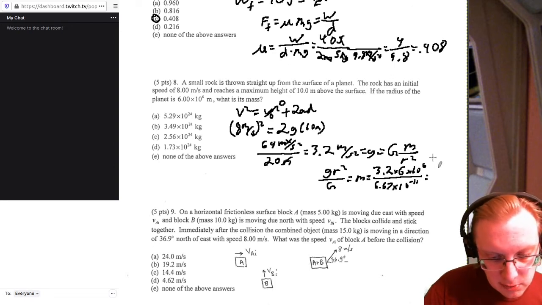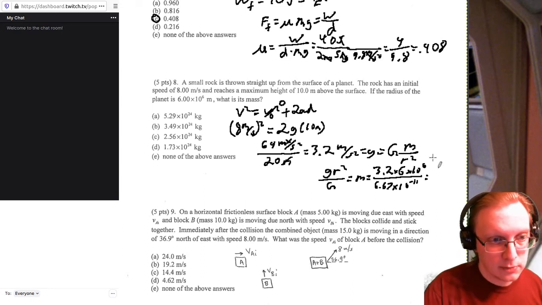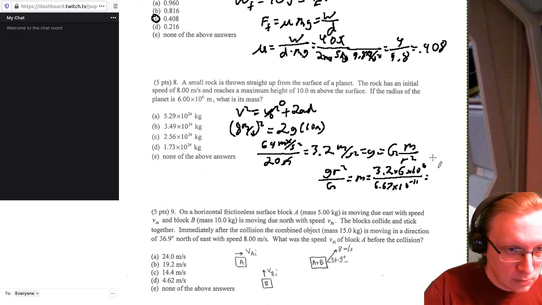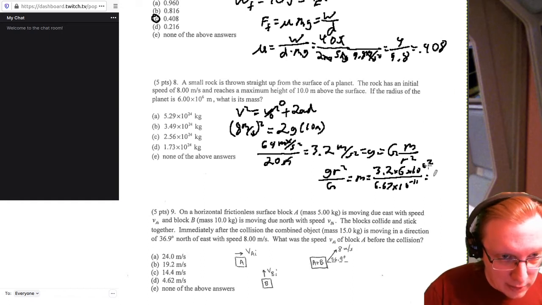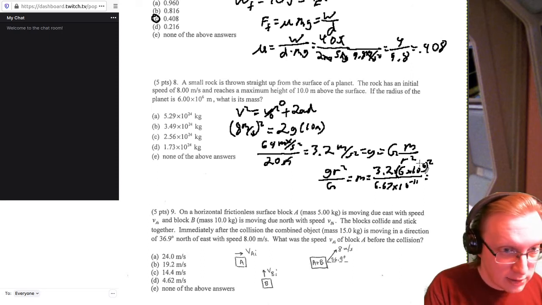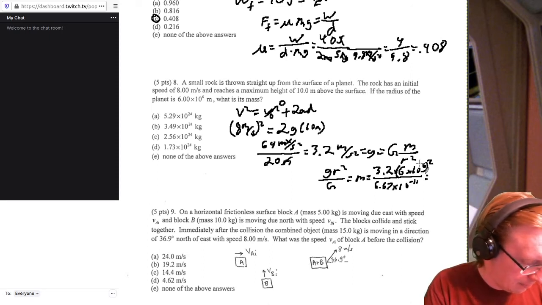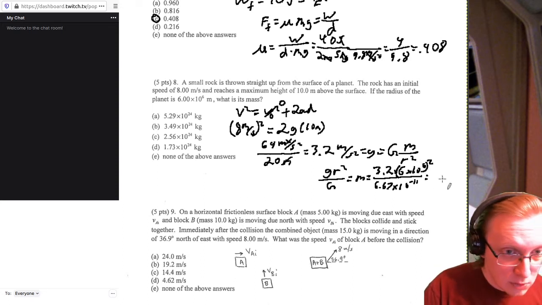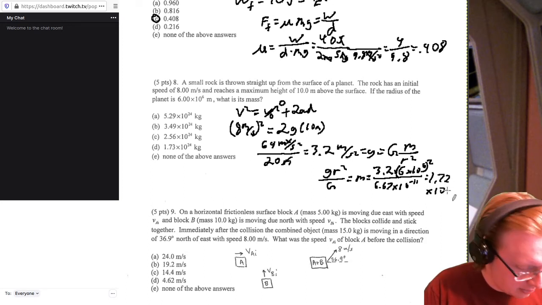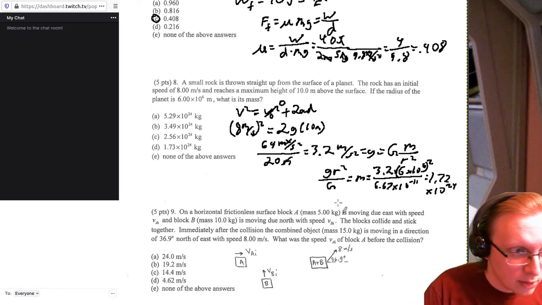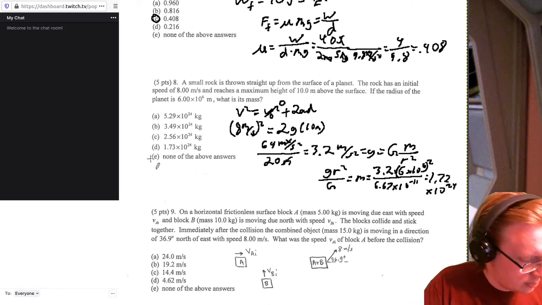3.2 times 6e plus 6 divided by 6 squared, there we go, divided by 6.67e minus 11. 1.72 times 10 to the 24.